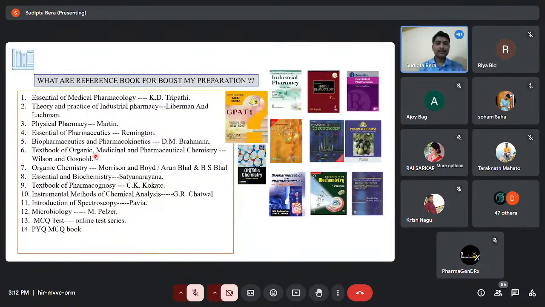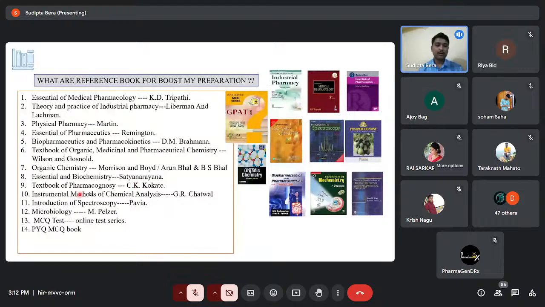Then textbooks of organic, medicinal and pharmaceutical chemistry: Wilson and Gisvold, a combined book for medicinal chemistry and organic chemistry. For organic chemistry, Morrison and Boyd for advanced, and from the beginning, Bahl and Bahl. I first prefer Bahl and Bahl, then Morrison and Boyd. Then Essentials of Biochemistry by Satyanarayana, not mandatory. Go through it one time for cycles like the Krebs cycle, glycolysis, and de novo synthesis of purines.